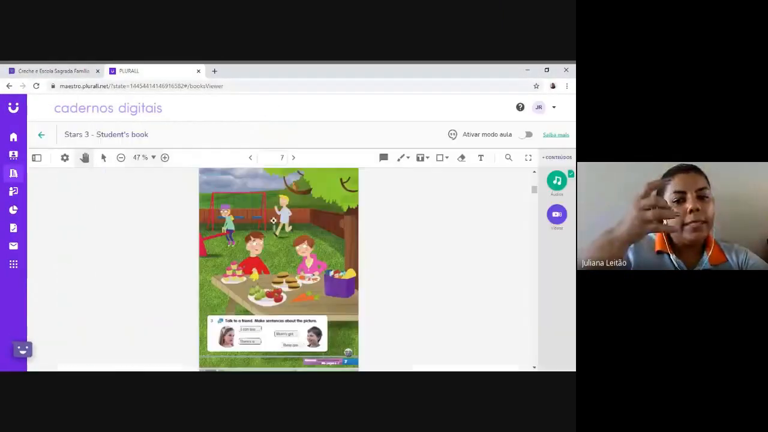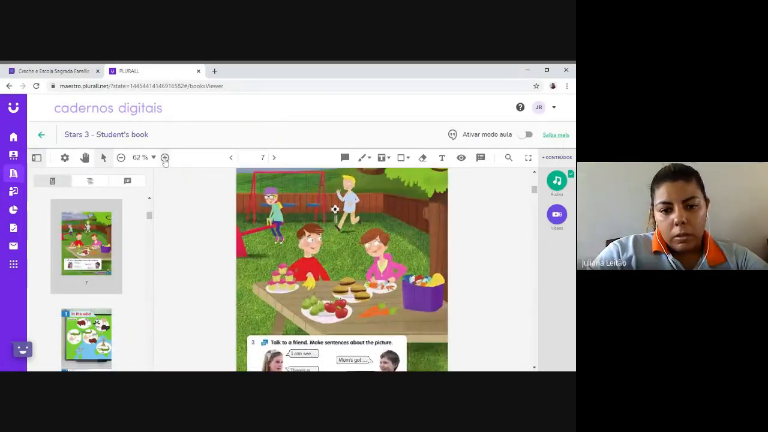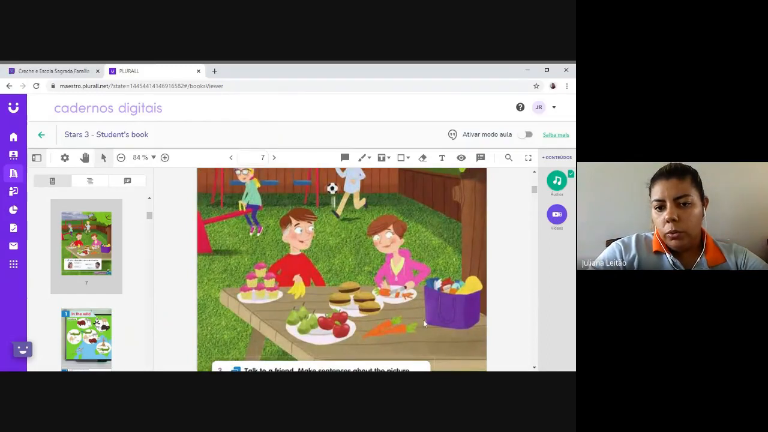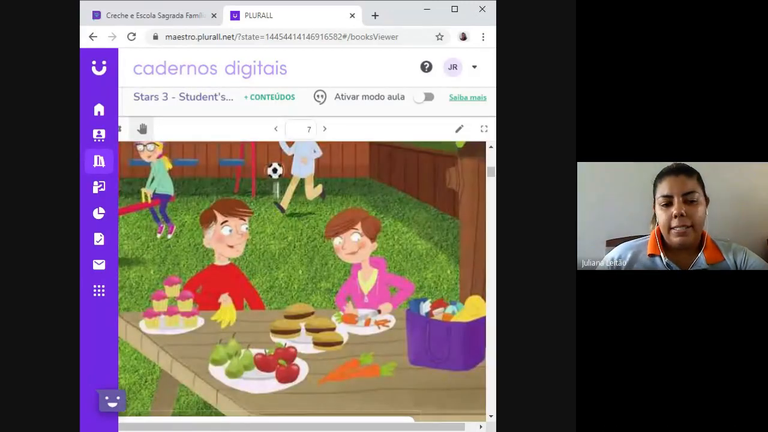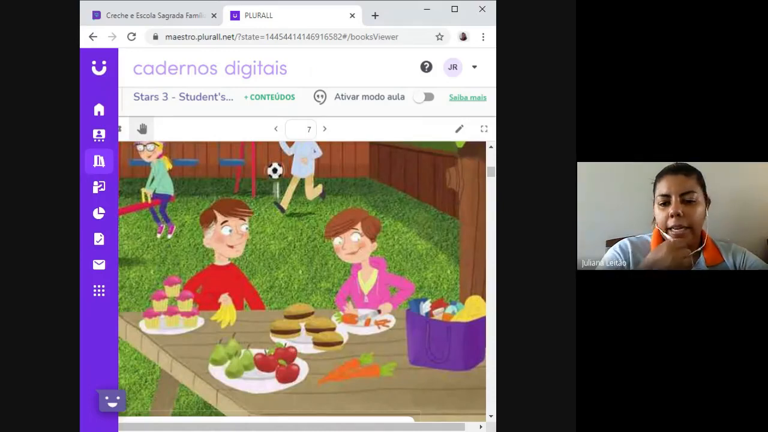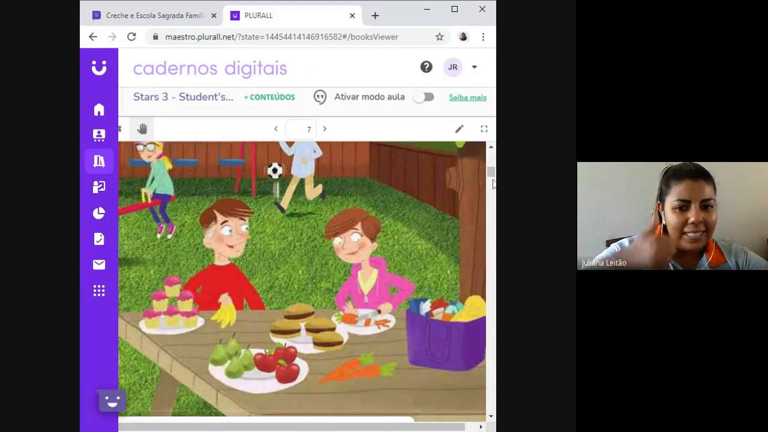Quantity, yes, quantity. Come on, how many can you see? Three carrots. Oh, one, two. No, three, yes. Wow, André, very good. Repeat, I can see three carrots. I can see three carrots. Very good, Rafael. André, repeat, I can see three carrots. I can see three carrots. Very good. Excellent.